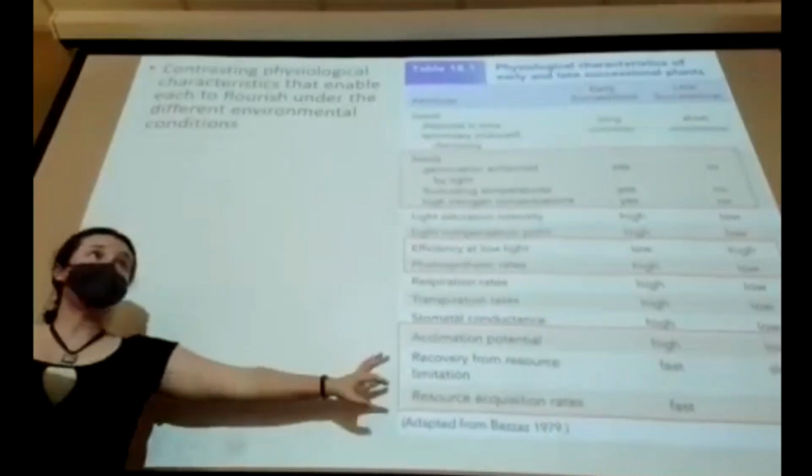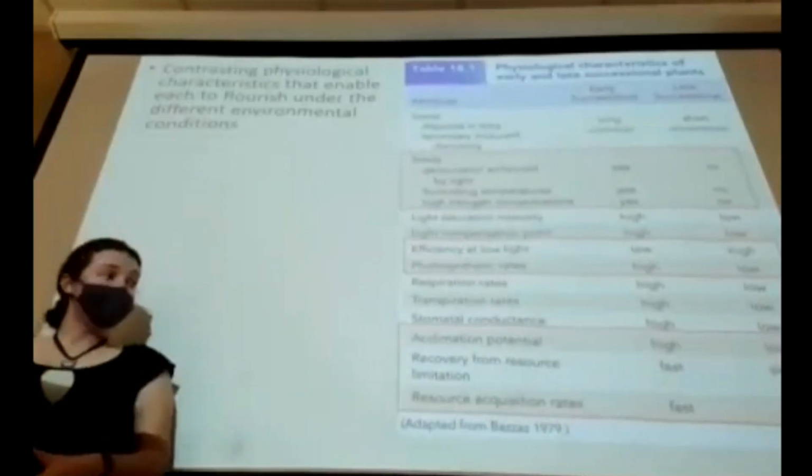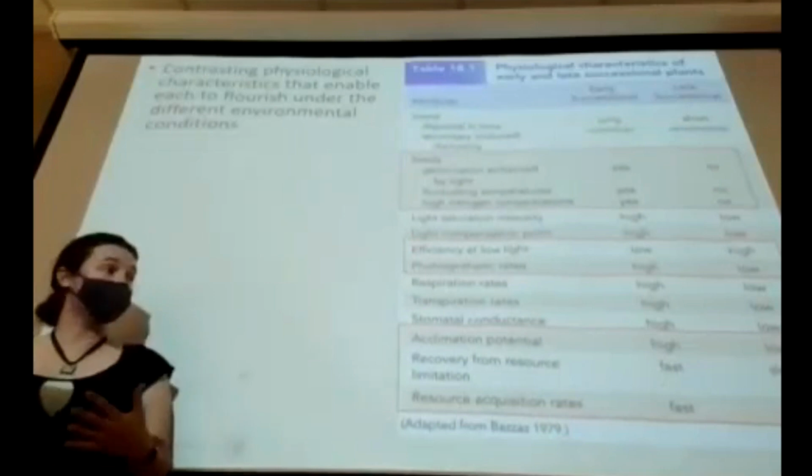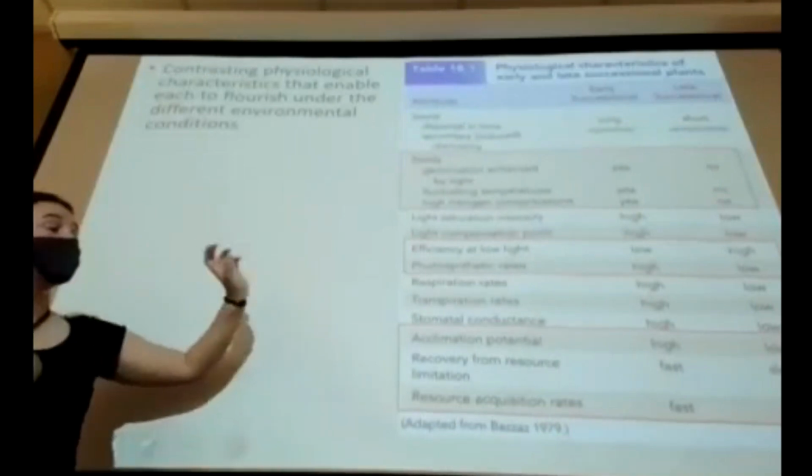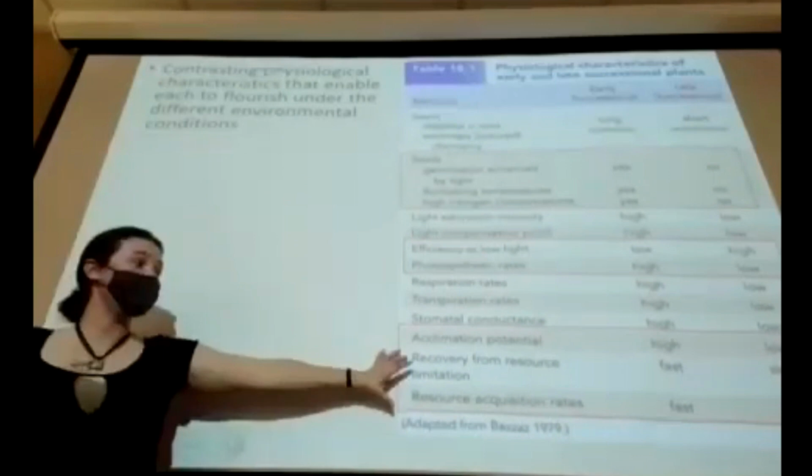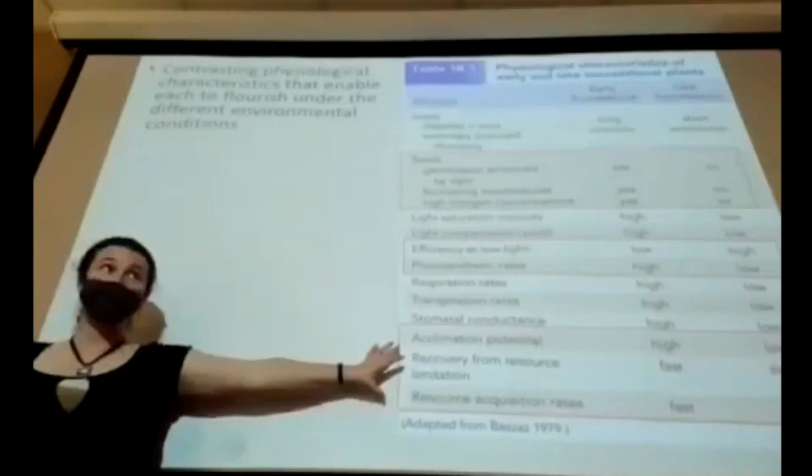Also, there are often pretty limited resources in these disturbed environments. And so early successional plants are really good at snatching up anything that is actually available.